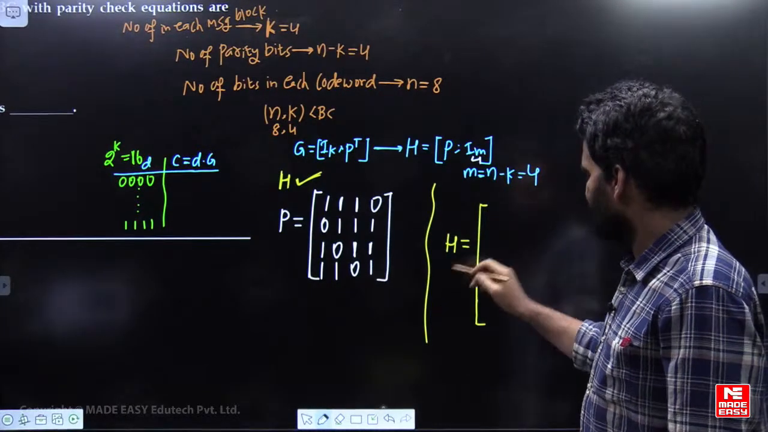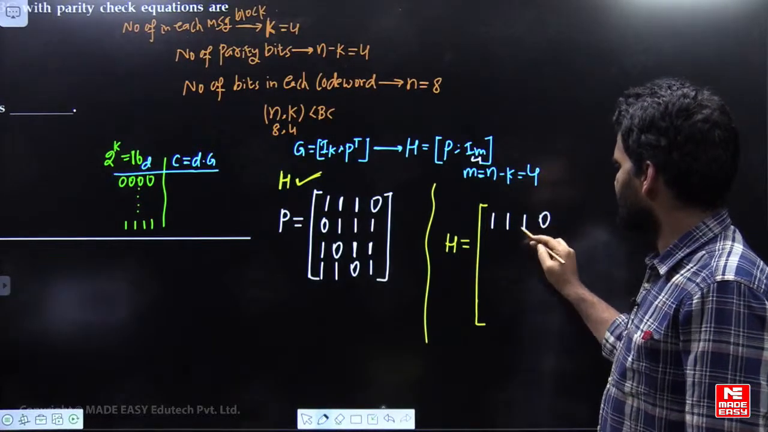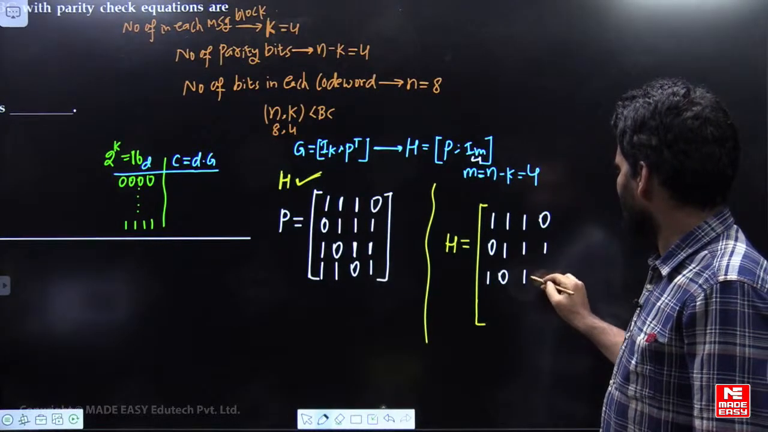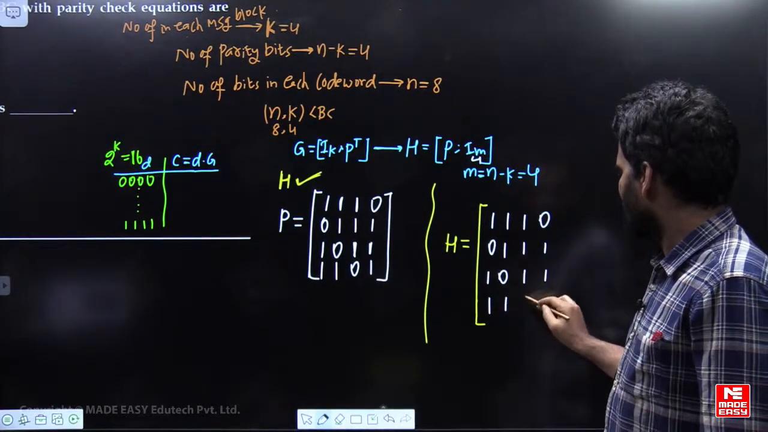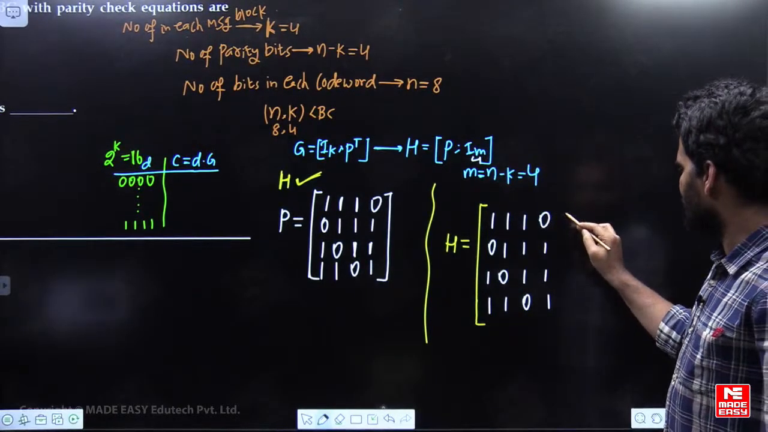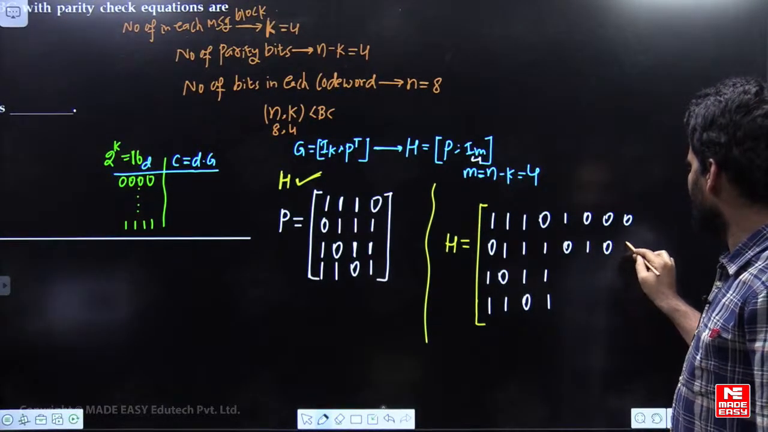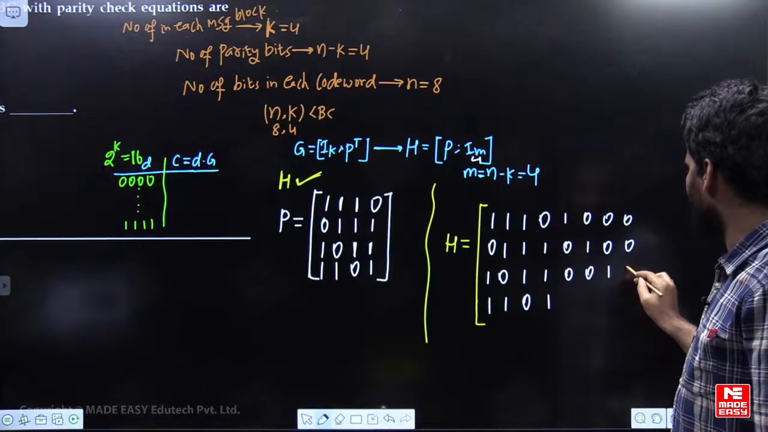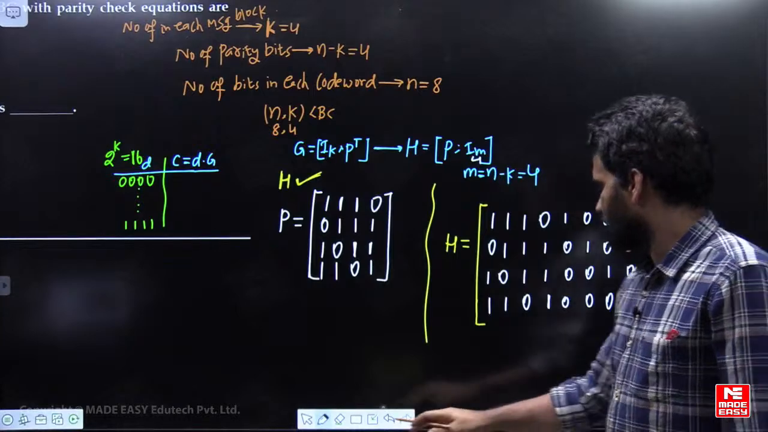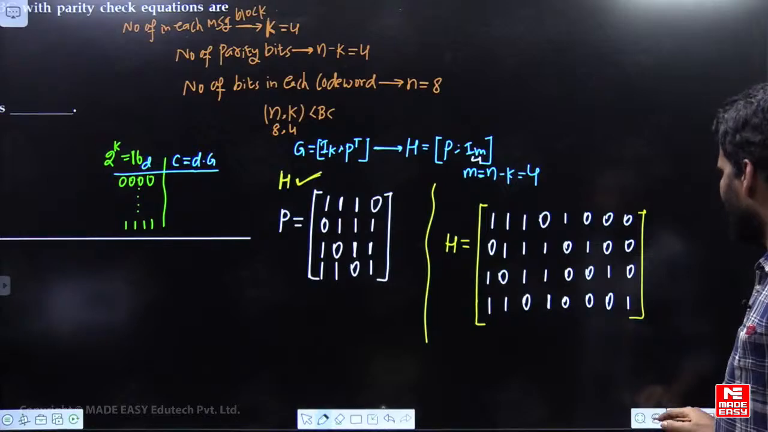P is, this is, 1 1 1 0 0 1 1 1, 1 0 1 1, 1 1 0 1. This is, and I4 is the 4 by 4 identity matrix: 1 0 0 0, 0 1 0 0, 0 0 1 0, 0 0 0 1. This is, so it is the H matrix.